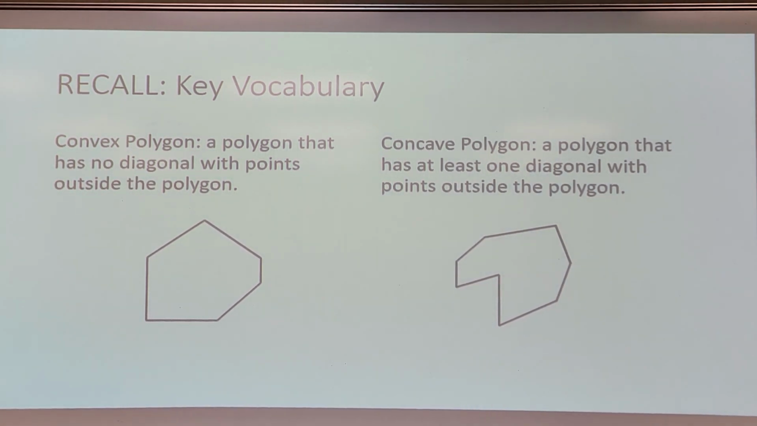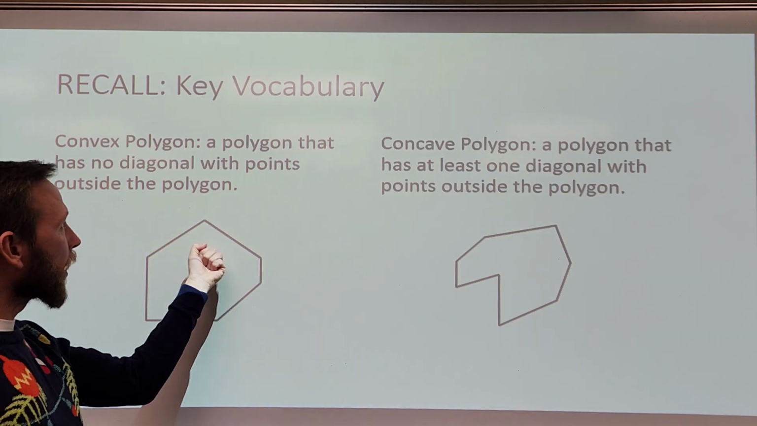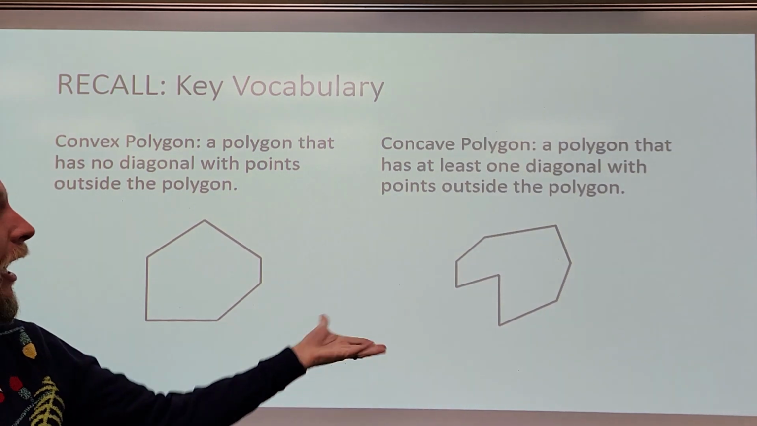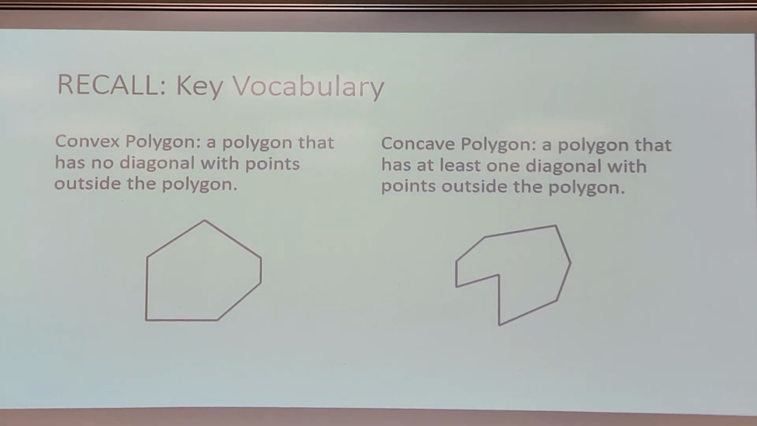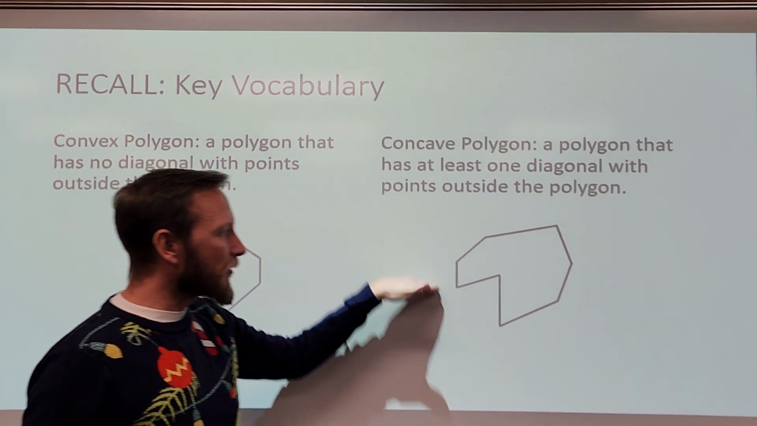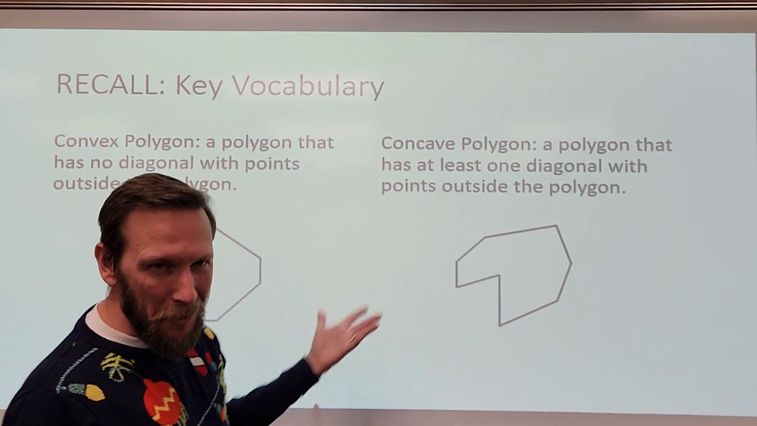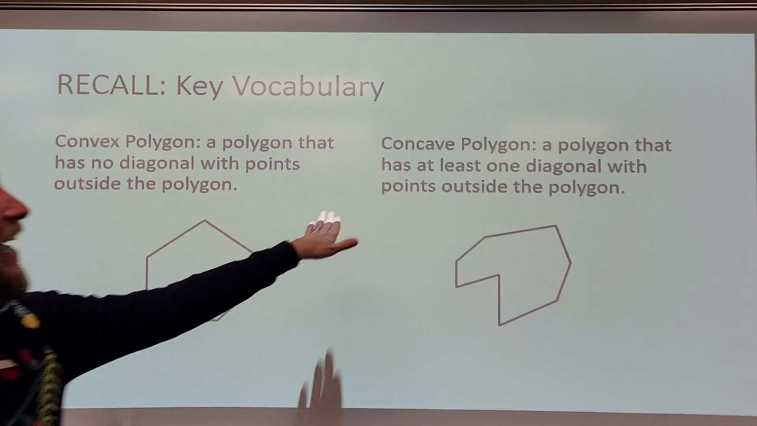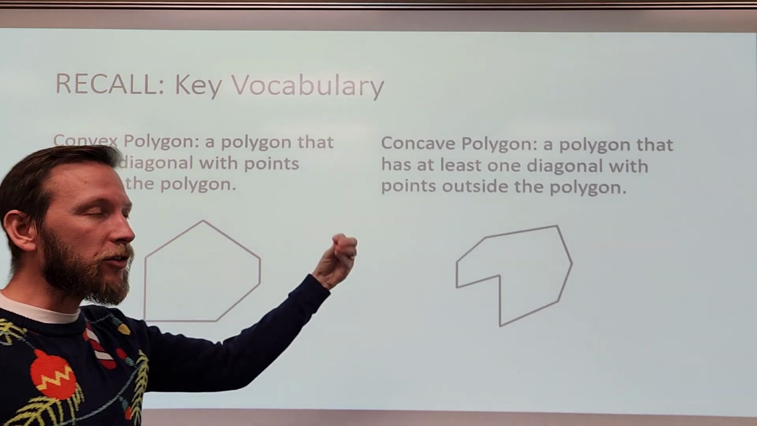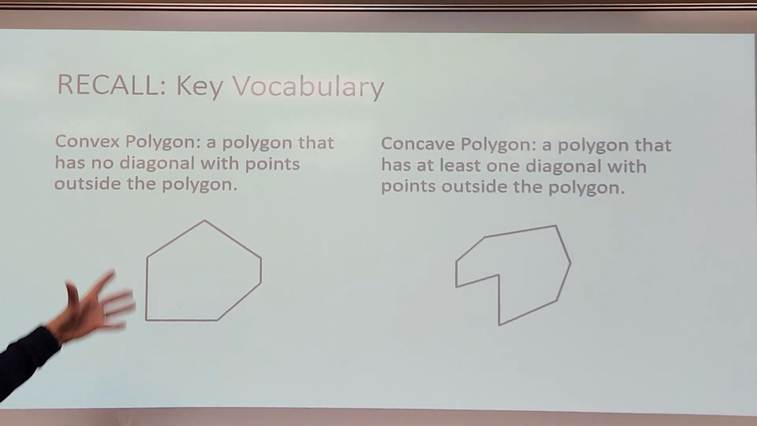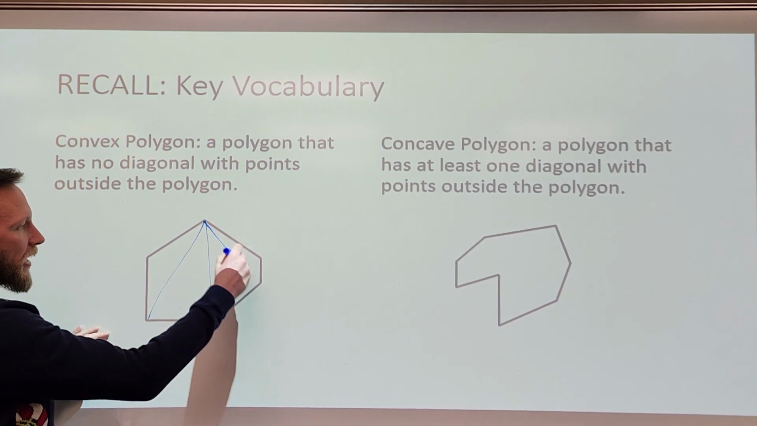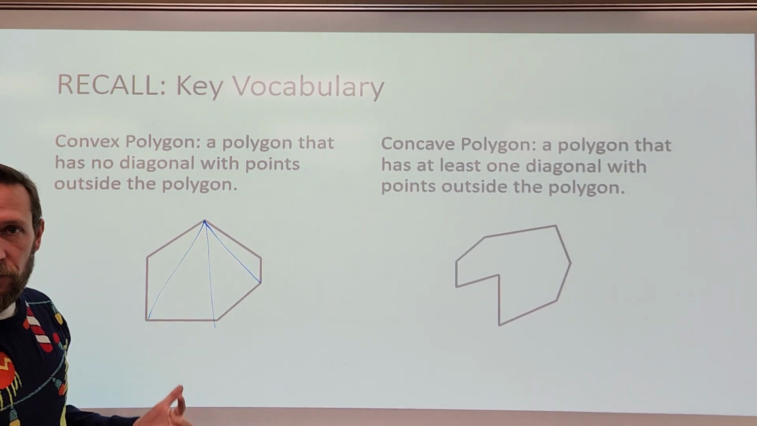When we're talking about polygons, our general picture in our brain is a convex polygon. But we do understand that concave polygons exist, and these are defined as polygons that look like they have a little cave. That's how you learned about it in elementary school. The formal definition is that at least one of the diagonals has points outside of the polygon. So let's talk about what diagonals are. Diagonals are segments that connect non-adjacent vertices.